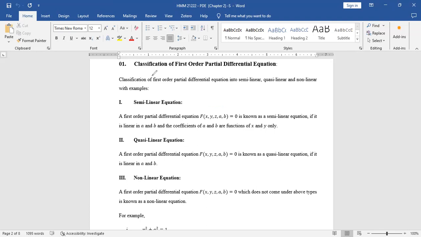Okay. So the classification of first order partial differential equation into semi-linear, quasi-linear, and non-linear, with examples. Even though it is first order, we're going to divide it into three. First one is called semi-linear. Second one, quasi-linear. Linear has some small differences in between.